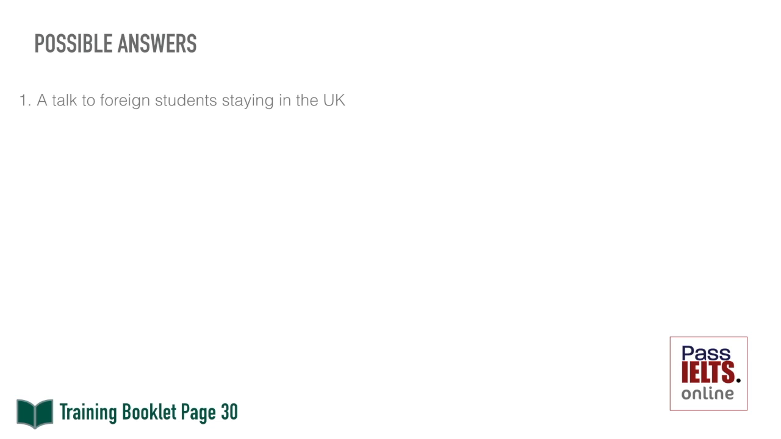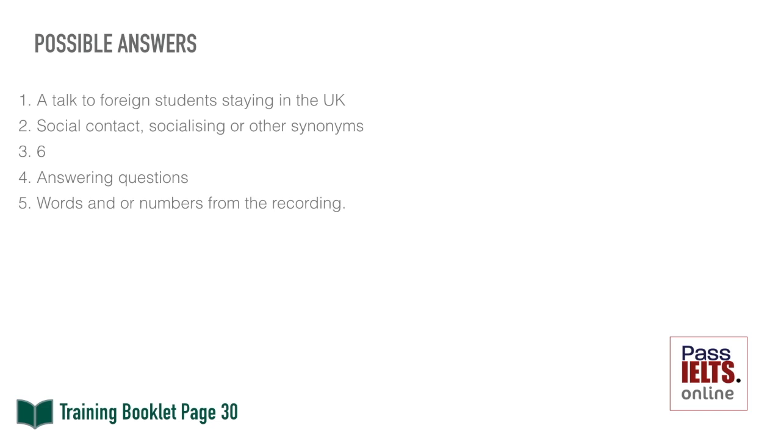So the topic is a talk to foreign students staying in the UK. The first key word or hold that you should underline is social contact, socialising, or synonyms of such that you might hear. The third one is there are 6 questions. You have to answer the questions with short answers from the recording, and the words and or numbers are from the recording. Your predictions could be 11 and 12 are 2 nouns, 13 and 14 are 2 other community activities such as theatre, and 15 and 16 are 2 places you would find in that context.